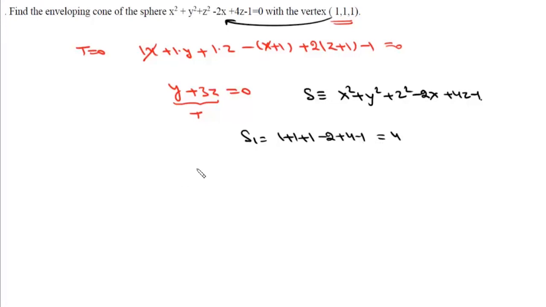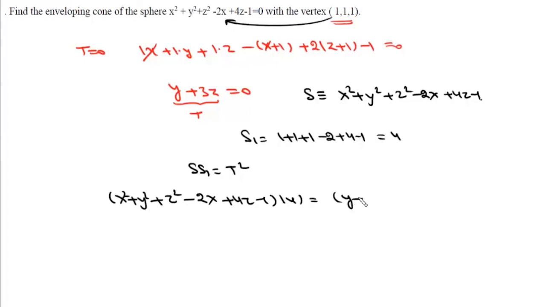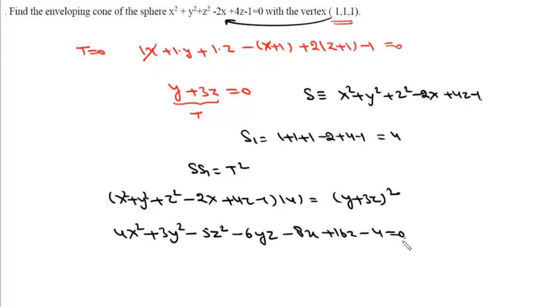which is 4. So the equation of this enveloping cone will be S S1 equals T square. Now S is x square plus y square plus z square minus 2x plus 4z minus 1, into 4, and it will be equal to (y plus 3z) whole square. Now this is 4x square plus 3y square minus 5z square minus 6yz minus 8x plus 16z minus 4 equals 0. And that is the equation of the enveloping cone of this sphere.